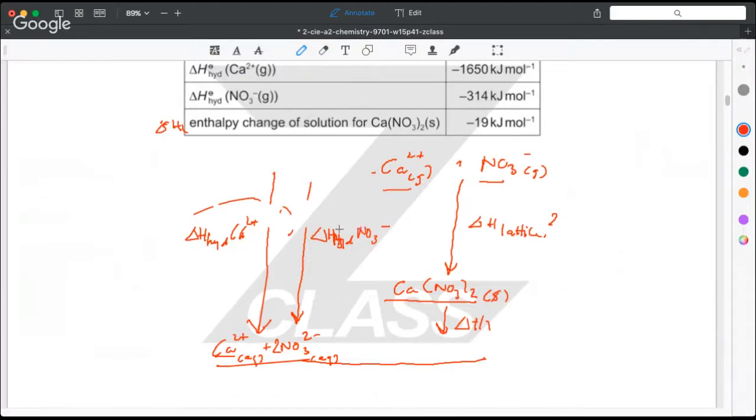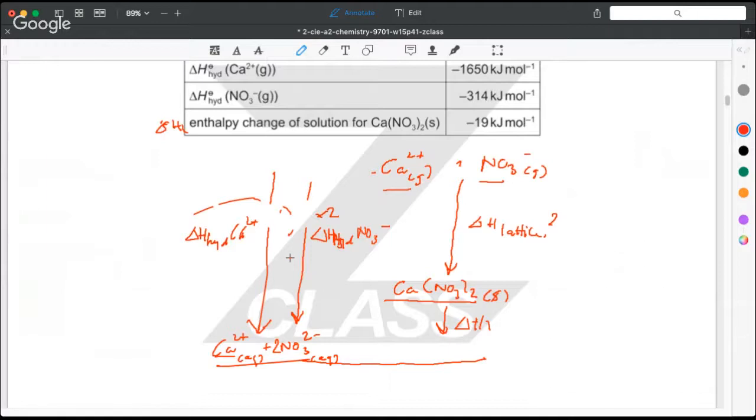And the examiner picked up that a lot of students got that enthalpy of hydration, and they got that enthalpy of hydration, but they forgot to say, well, actually, there's two nitrate ions being hydrated. So in our calculation, you've got to multiply that by two. And that was the thing that was tripping up a lot of students.